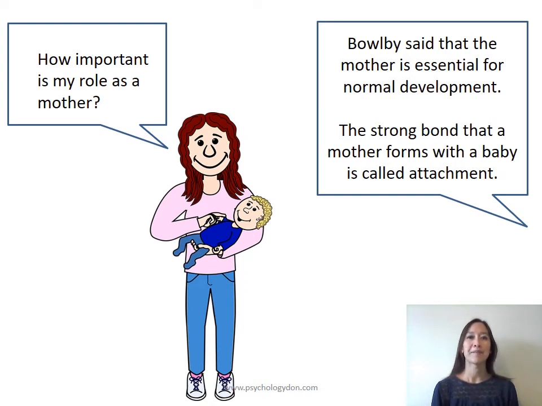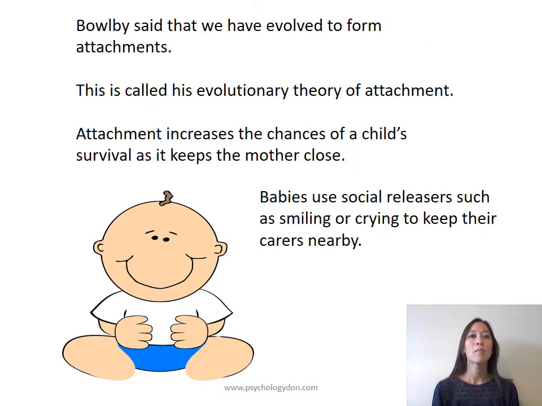Bowlby said that a mother is essential for a child's normal development. The strong bond that a mother forms with a baby is called attachment. Bowlby's theory of attachment has a number of different elements. Bowlby said that we've evolved to form attachments, and this is called the evolutionary theory of attachment. Attachment increases the chances of a child's survival as it keeps the mother close. Babies use social releasers such as smiling or crying to keep their carers nearby.